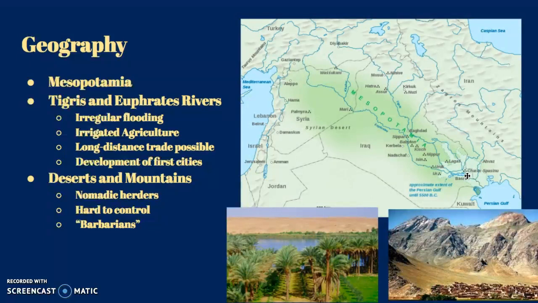All around the Tigris and Euphrates, though, you have either deserts or mountains. And you don't get cities here. You can't have a city in the middle of a desert at this point. And so instead, the people here become nomadic herders. These people are hard to control because they can just move around wherever they want.